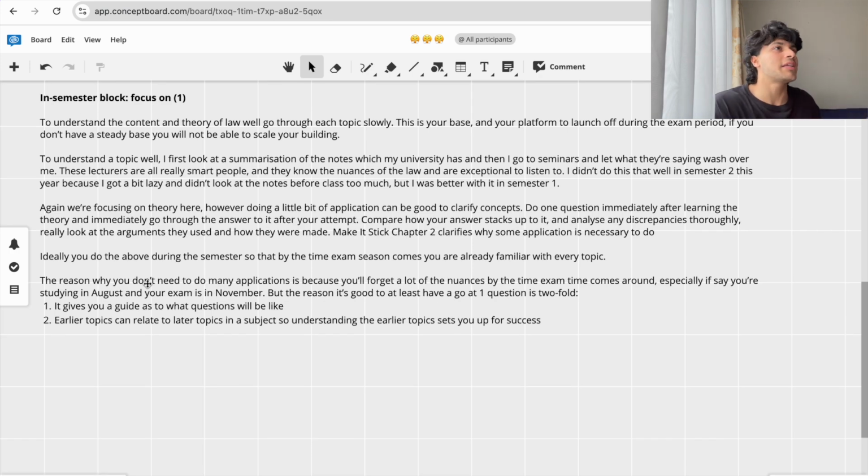The reason I'm saying you don't necessarily need to do a lot of questions during that in-semester period is that you'll forget a lot of those nuances by the time the exam comes around. Say you've got your exam in November or December and you're studying this in August. You study one topic in August, you get really good at it by doing a heap of questions, but then next week you've got another topic to get really good at. You'll forget what you learned the previous week by November if you never keep going back to it. So there's no point really in getting really good at it in August.